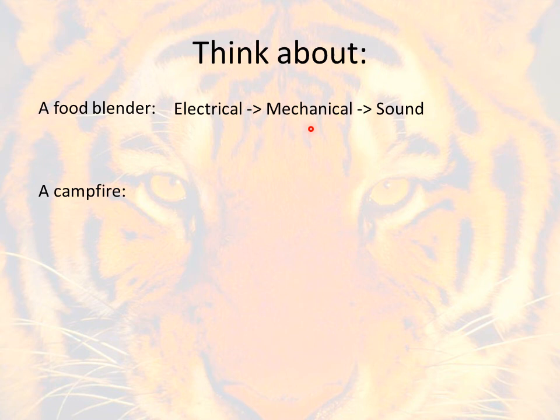That's going to turn the blender part on the bottom. That's going to really start to grind up the food. So that's mechanical. And there's a lot of things you could put after this, but sound would be a great pick for after mechanical. Food blenders are pretty loud. That would be the flow of energy. Electrical transforms to mechanical, transforms to sound.